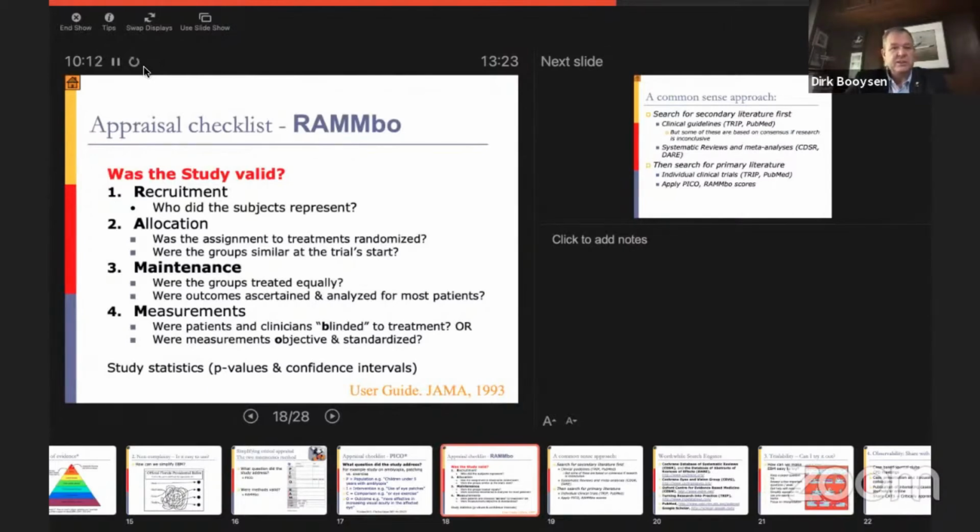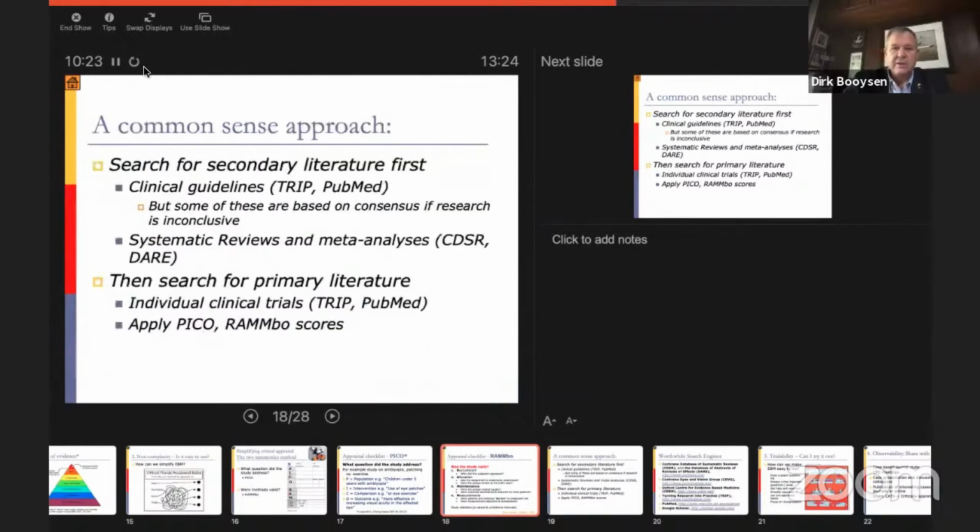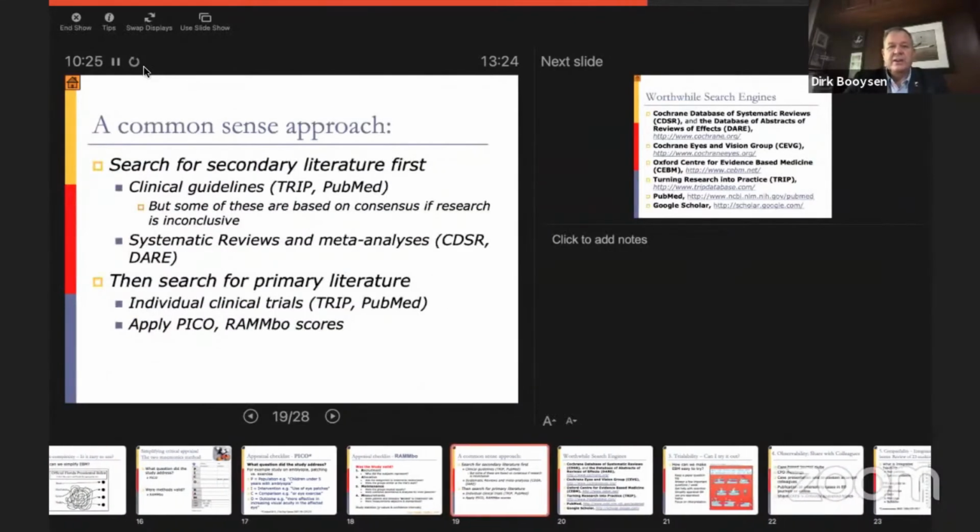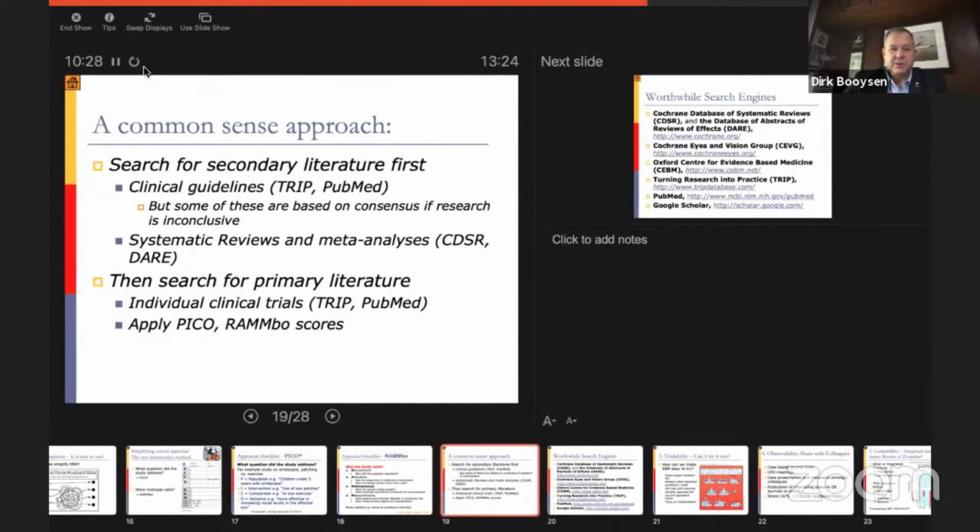Measurements: were the patients and clinicians blinded, or were measurements objective and standardized? And then look at your p-values and your confidence intervals in that specific paper. That helps a lot. All right, and then finally, here in this section, a common sense approach is good.